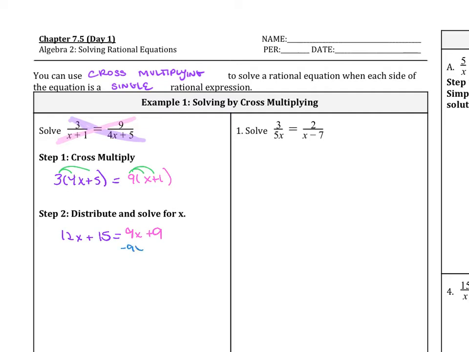Let's combine like terms. Let's subtract 9x from both sides. So this is 3x plus 15 equals 9. Subtract 15 from both sides. Now we have 3x equals negative 6. Then to solve for x, we divide by 3. So x equals negative 2.